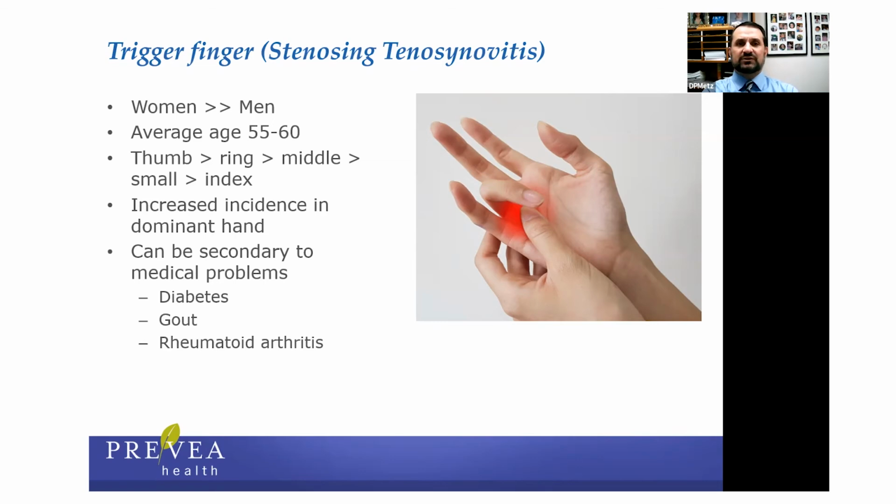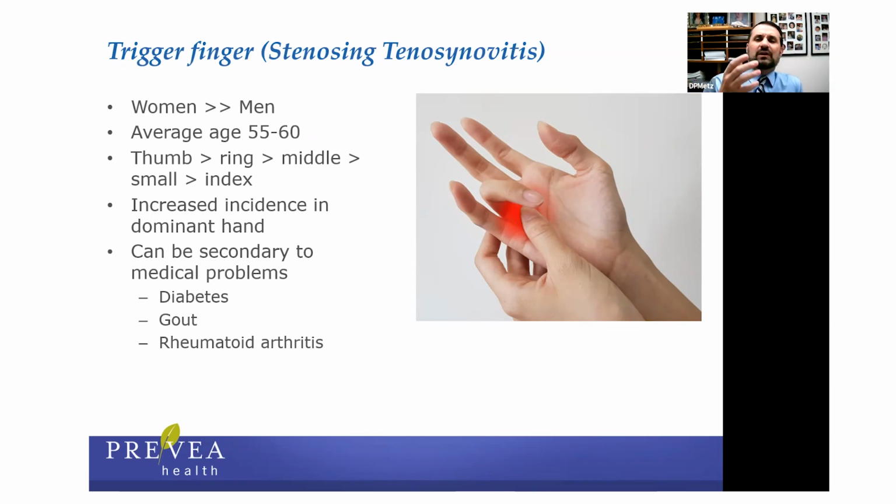The fancy name for this is stenosing tenosynovitis. That's why I think trigger finger is a much better name for this. It involves women a little bit more than men. As we get a little bit older, there's more inflammation around those tendons. The thumb and the ring finger are the two most common. And it's not uncommon to have more than one finger involved, or one finger in one hand and another finger in the other hand. That may be the middle finger in both hands, maybe a thumb on one hand and the index finger in the other.